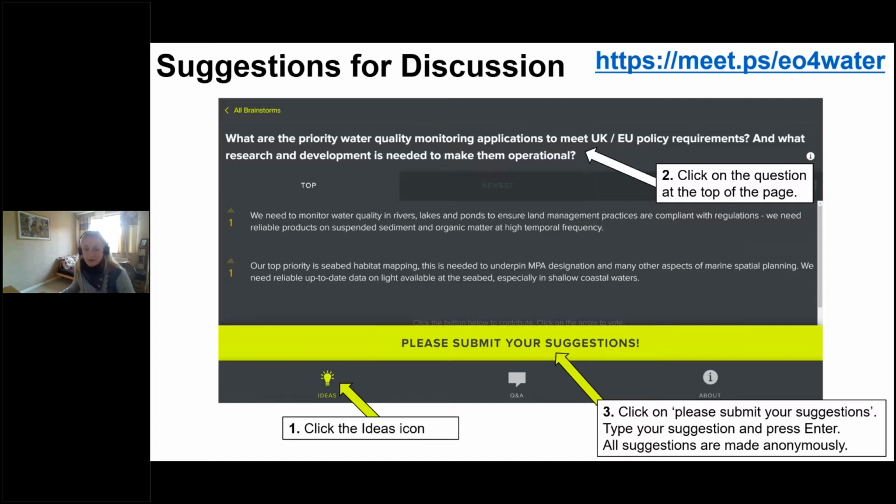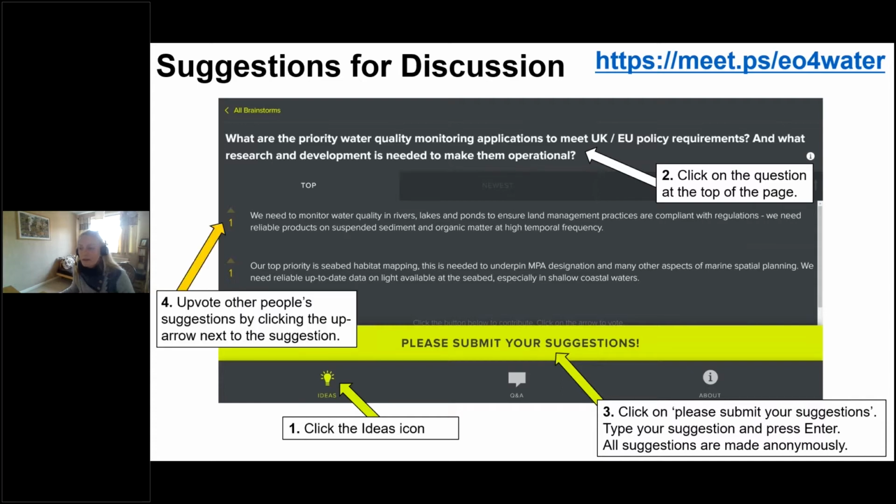As with the questions, all these suggestions are made anonymously. On the other hand, if you want to mention your organisation name because that's relevant to your suggestion, then of course you're welcome to do that, but otherwise they will be anonymous by default. And a final point, as with the questions, please do upvote other suggestions that have been made if you want to make sure they are discussed by the panel.